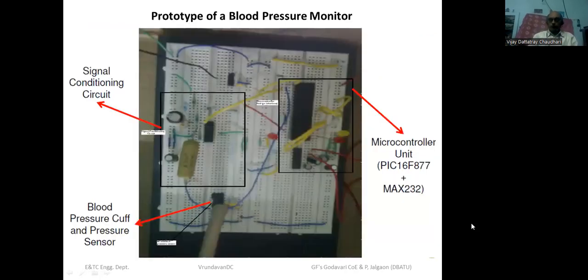For example, this is a prototype of a blood pressure monitor. You can see here the microcontroller unit PIC16877, with MAX232 communication media. A signal conditioning circuit is there so that whatever signal is sensed by the sensor, if it is weak, the noise is removed. After removing noise, the signal will get amplified and then provided to the microcontroller for further processing. A blood pressure cuff and pressure sensor are also there.